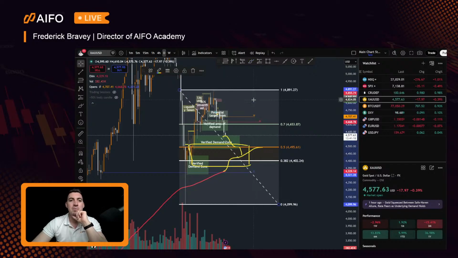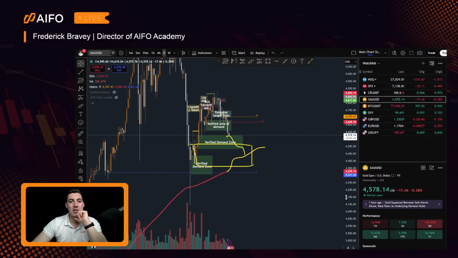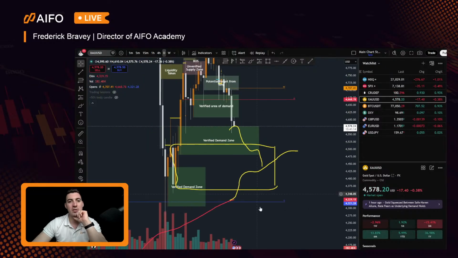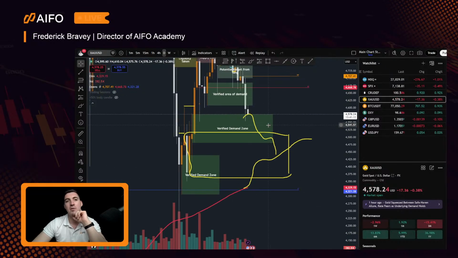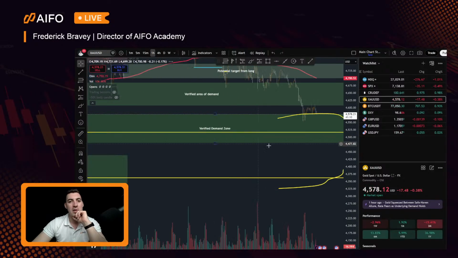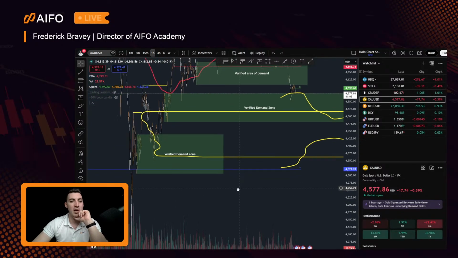As I said, there's no very clear direction at the moment. There's a lot of change of character into the downside. I don't want to start shorting and then a reversal happens. That would not be ideal.